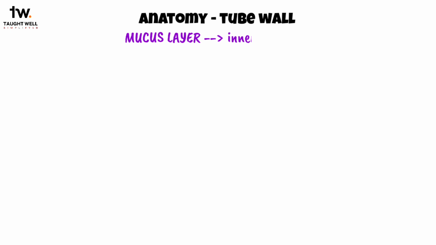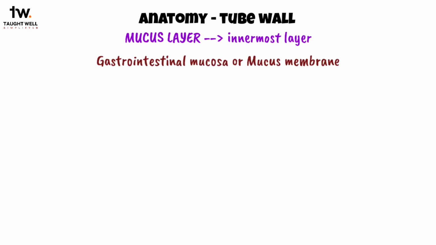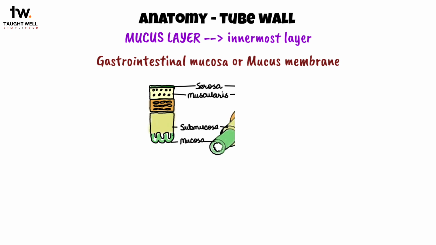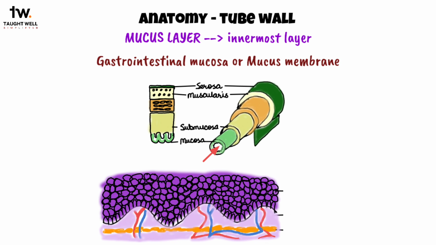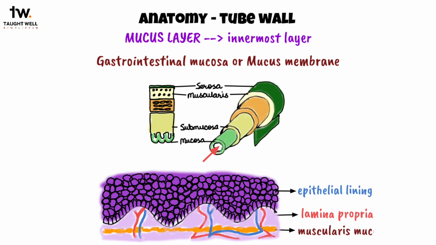The mucous layer is the innermost layer of the GI tract. It is also called gastrointestinal mucosa or mucous membrane. It faces the cavity of the gastrointestinal tract. The mucosa has 3 layers to it, namely the epithelial lining, lamina propria, and muscularis mucosa.